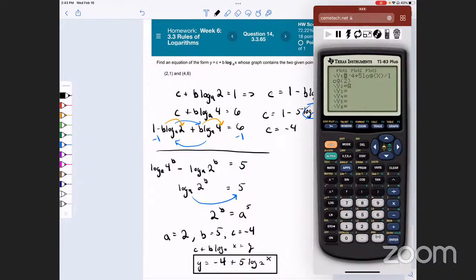So then I'm gonna go back to the home screen and I'm gonna call in that function. Left of the clear button is variables. I'm gonna go to the right to go to Y variables, number 1 for the function, to access the function menu, and then number 1 again to call in the function that we just typed in. So now, when X is 2, the answer should be 1. And when X is 4, the answer should be 6, okay?